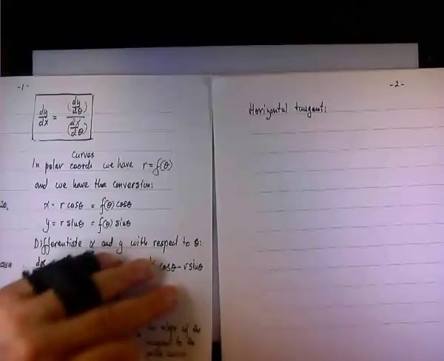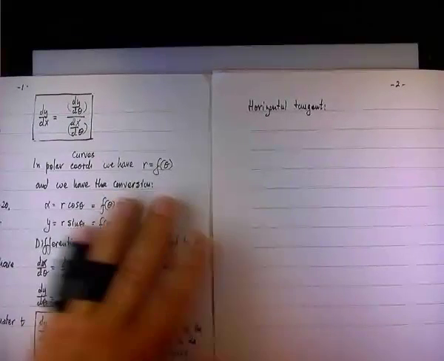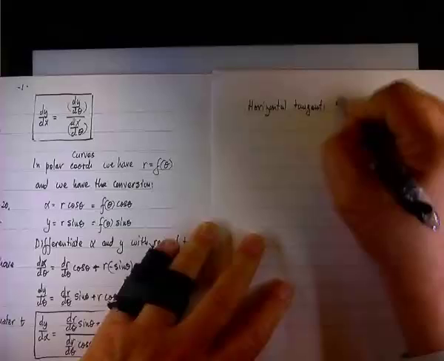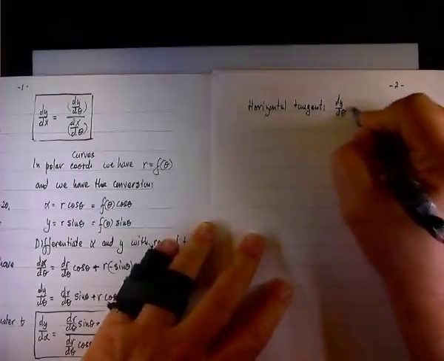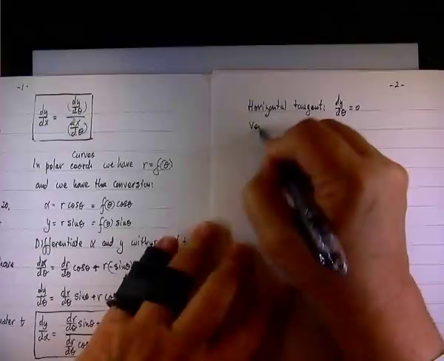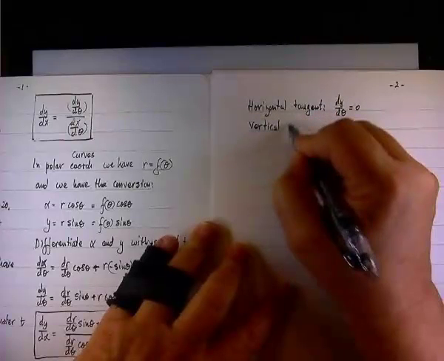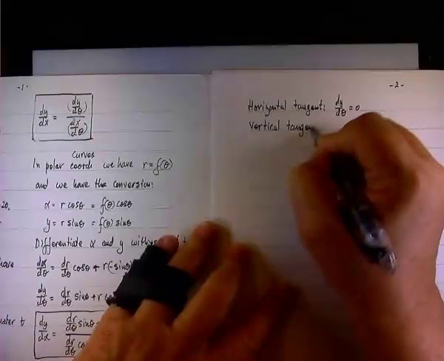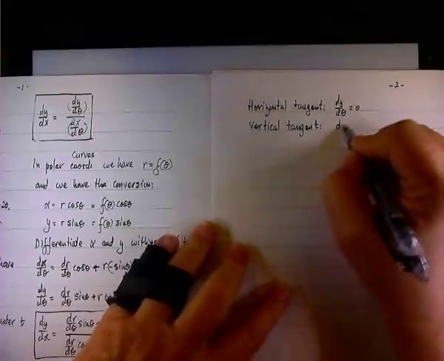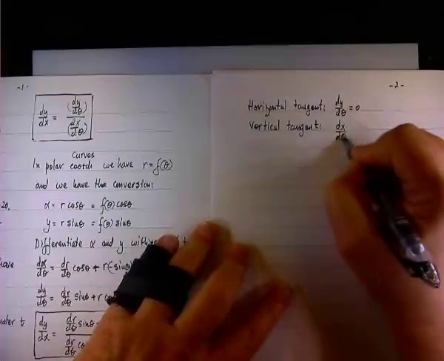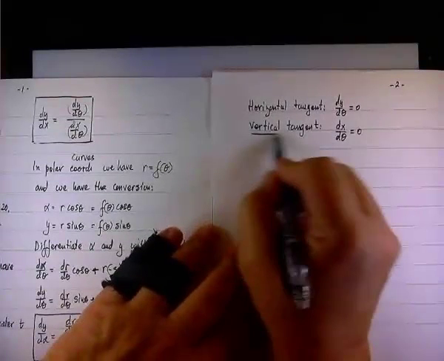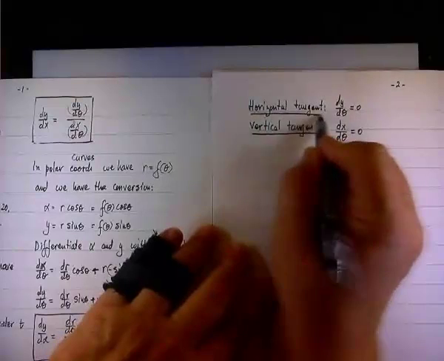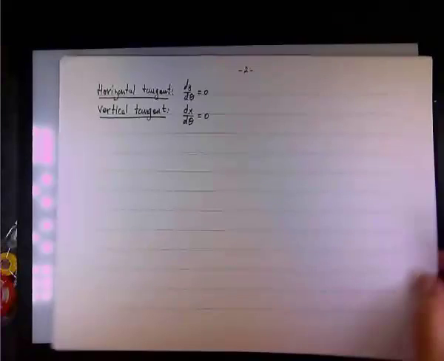So let's write that. For horizontal tangent, if I'm looking at this expression right here on top, I want the numerator to equal 0, so this requires dy/d theta, the numerator, to equal 0. On the other hand, for vertical tangent, we want the denominator to equal 0, so we want dx/d theta to equal 0.